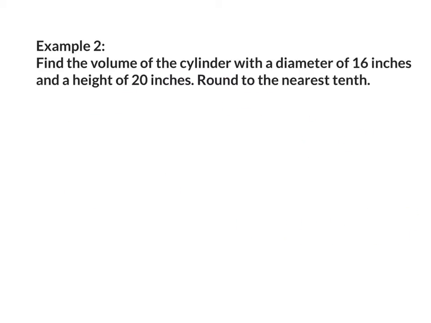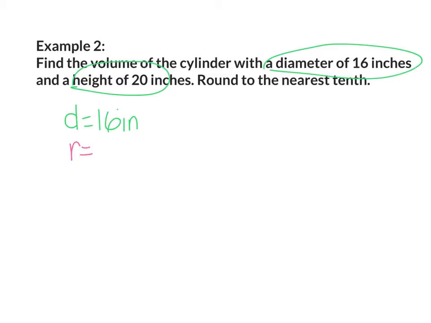Example number 2. Find the volume of the cylinder with a diameter of 16 inches and a height of 20 inches. Round to the nearest tenth. So I know that the diameter is 16 inches and the height is 20 inches. So I have D equals 16 inches. However, the formula requires that I use the radius. So I know that the radius is half of the diameter. So half of 16 is 8 inches. Now my height is 20 inches.